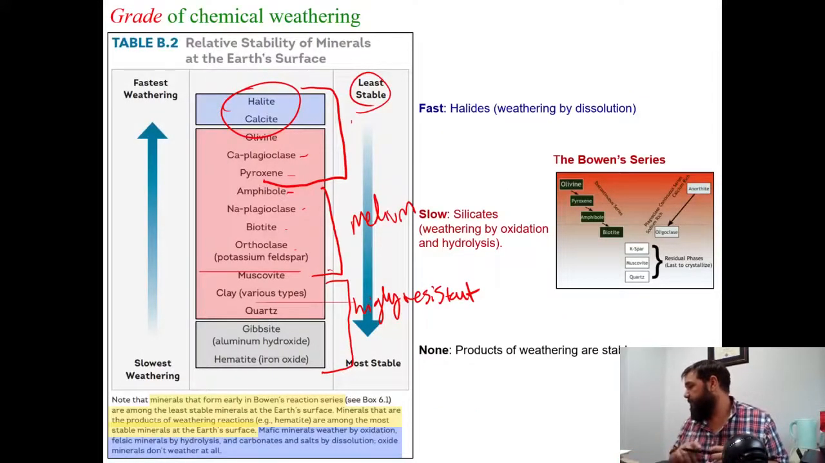What specific minerals would you expect to find in a chemically mature rock? You would expect to find clay, quartz, hematite, things like that that don't break down very easily.